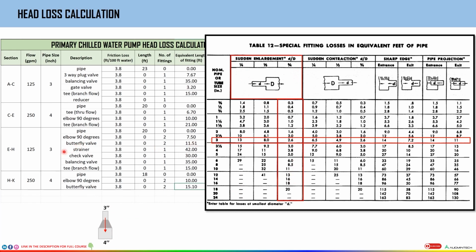And for 3-inch pipe size, the final value that we're getting is 2.6. So we'll take this value from here and mention this value in the Excel sheet. So now we are done with the column of equivalent length of the fitting. We have used all the tables and found all the values that are relevant for this column.